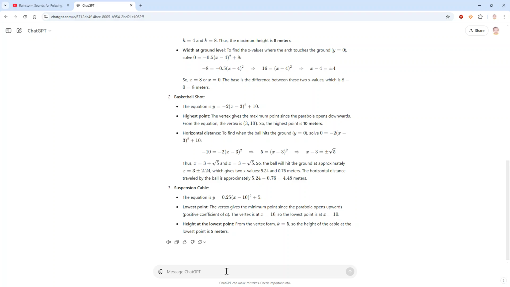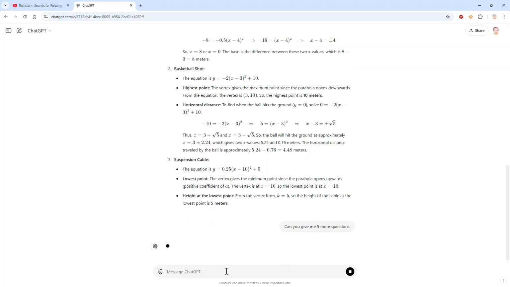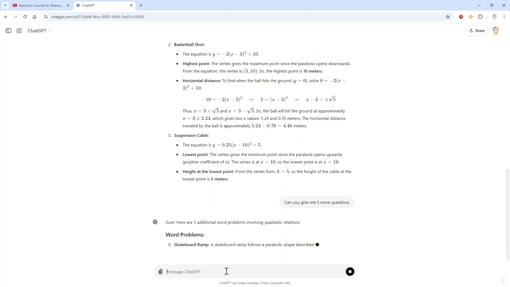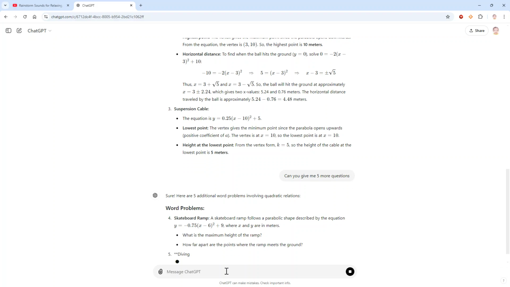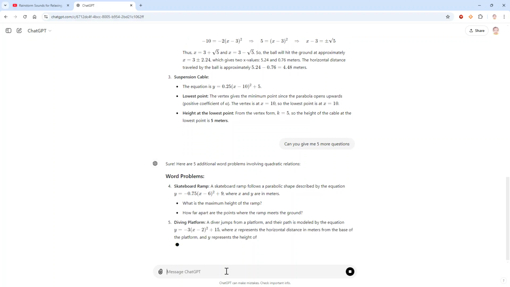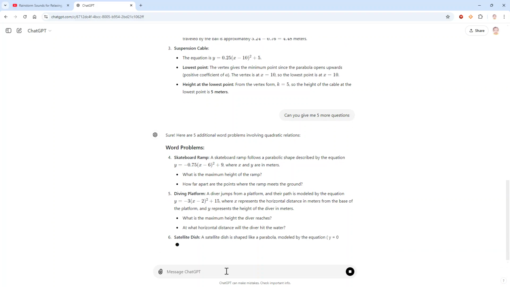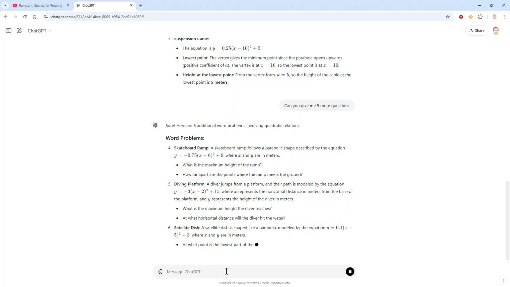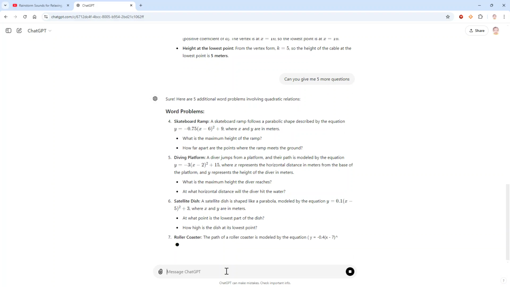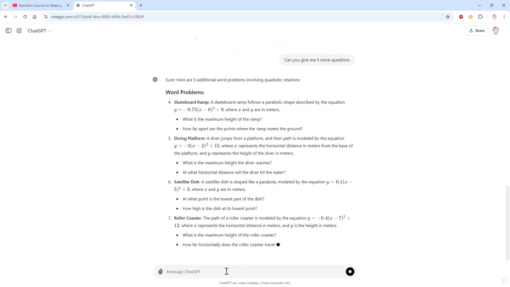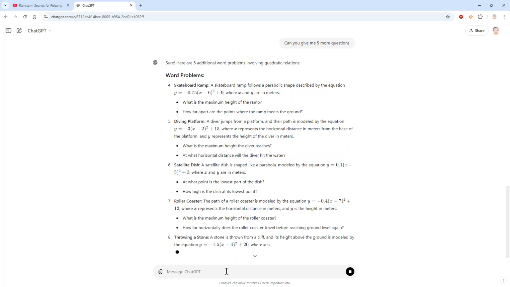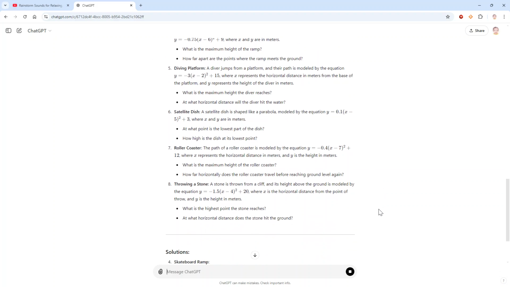And you know what? Maybe that was good, but I need a little bit more. How about this? Can you give me 5 more questions? Sure, here's 5 additional word problems involving quadratic relations. Not bad. So it's just going to keep going and going. You can see that they're all about these quadratics, which are just parabolas, whether they are opening up or opening down. It doesn't really make a difference. It's still the same idea. And you can see in some of these questions, it is going both directions based on those A values. And it's not giving us really nice numbers, which is good because that's going to give us the practice and experience we need to deal with that kind of stuff.